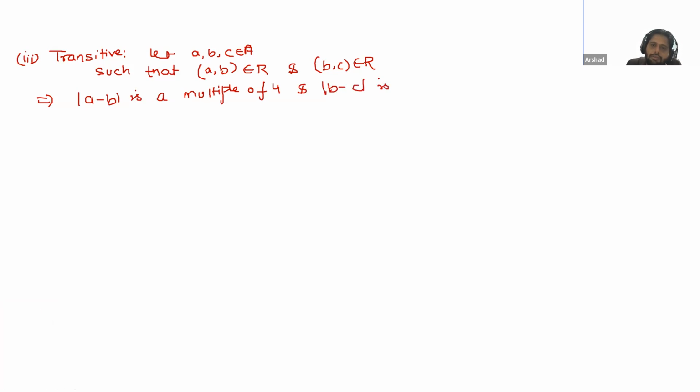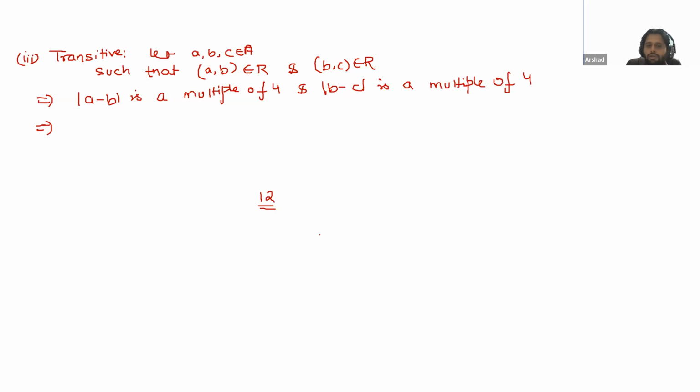B minus C is a multiple of 4. Okay, now this means what? A minus B is a multiple of 4. Please see this one, 12.